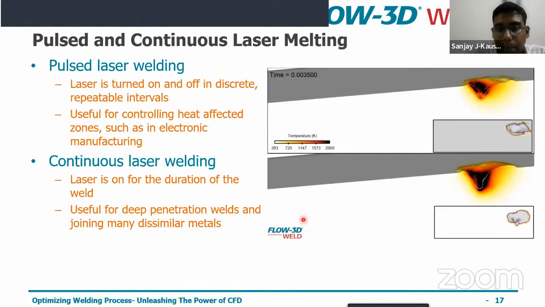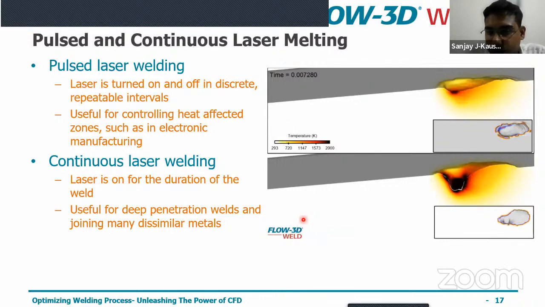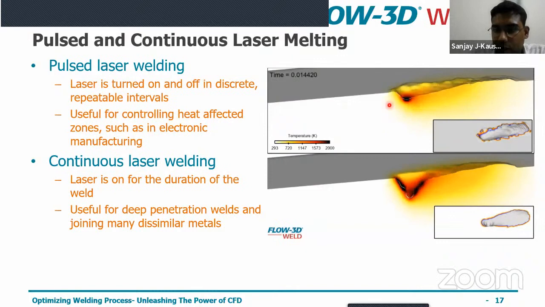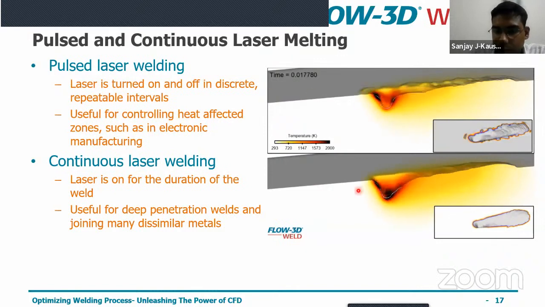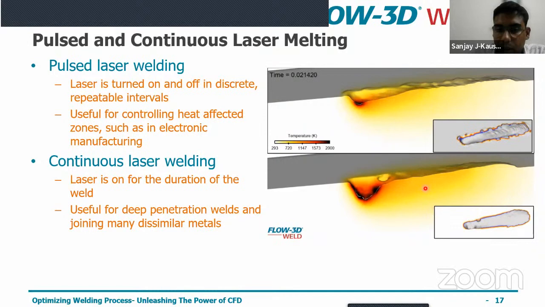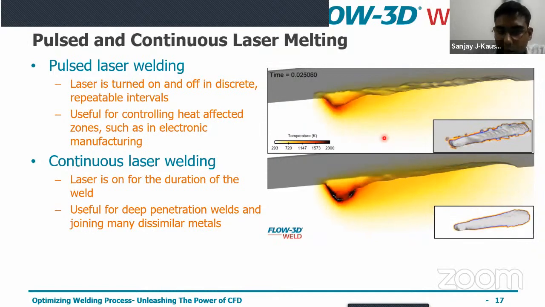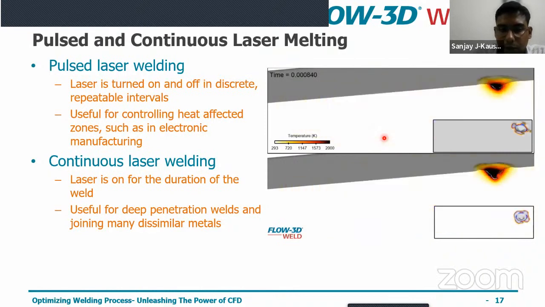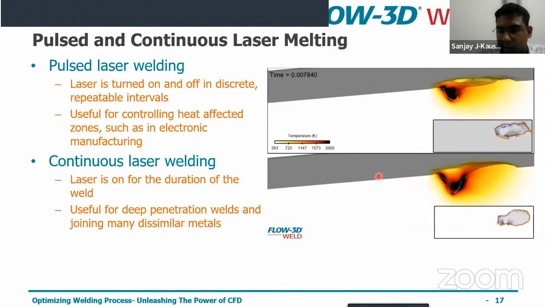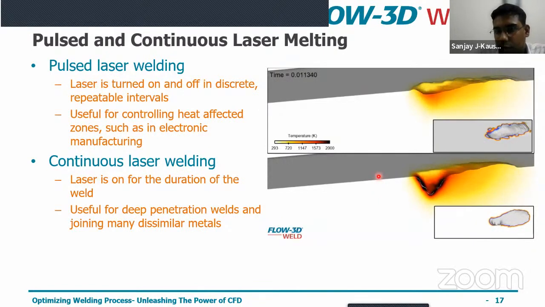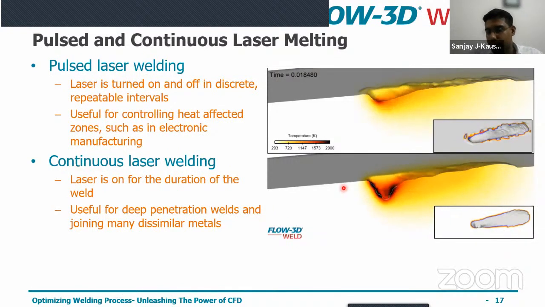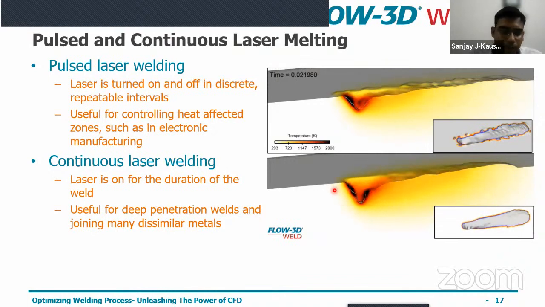And also things like pulse and continuous laser welding. We have a pulsed laser on the top window, and we have a continuous laser on the bottom window. In pulse laser, it is turned on and off in discrete time with repeatable intervals. We have a frequency for that. And in continuous, the laser duration is constant, and with respect to the body, it moves over. We provide the direction of moving, let's say X or Y axis, and the laser moves.